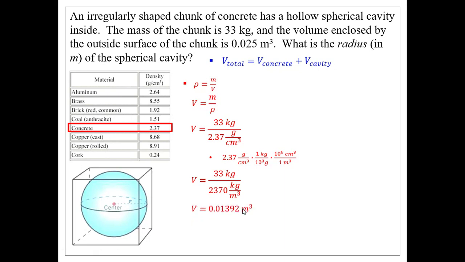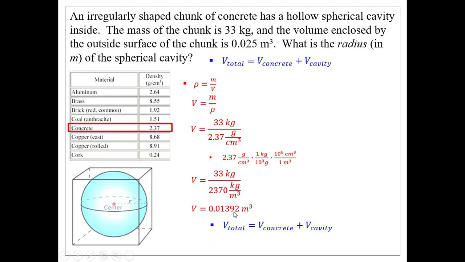So if you simplify that on your calculator, you get the volume of just the concrete, right? The volume of concrete outside this spherical shell. So you have to visualize pouring concrete outside of like a hollow basketball or something. So the mass on the outside is 33 kilograms, and that occupies a volume of 0.01392 meters cubed.